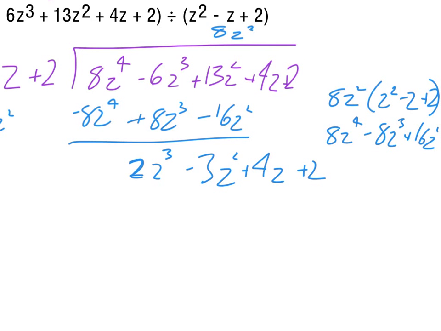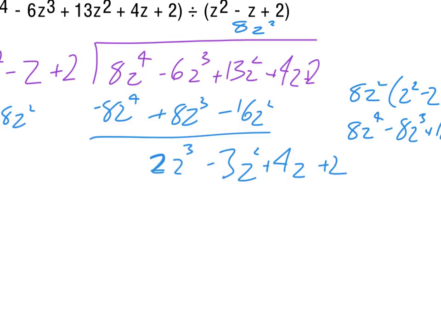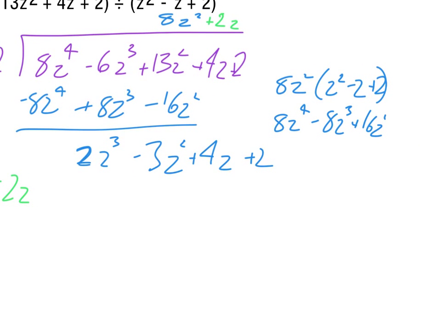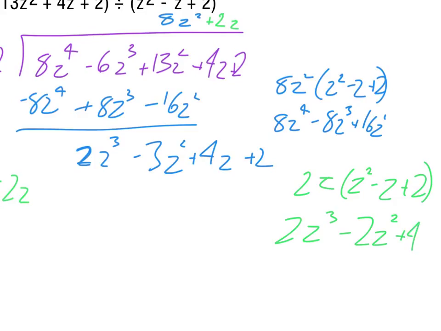So then I start my process over again by dividing the 2z cubed by z squared. Of course, that gives me 2z. So that's the next part of our quotient. And I need to find the product of the 2z and the z squared minus z plus 2. Lots of z's and 2's in here. 2z cubed minus 2z squared plus 4z.